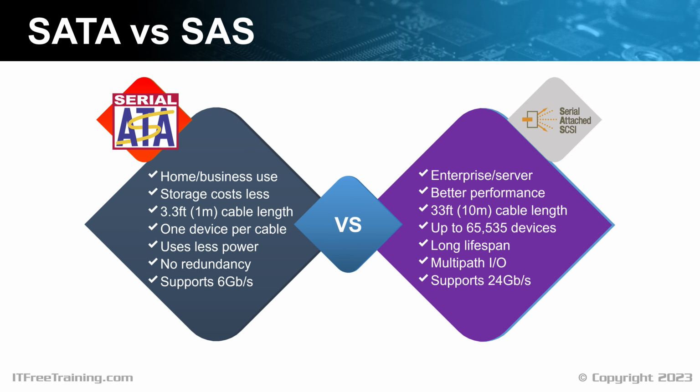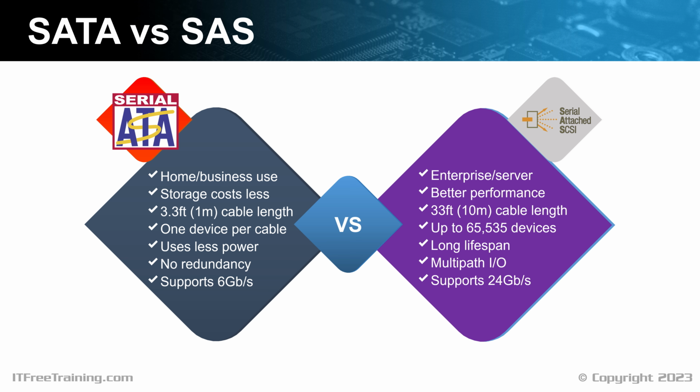I will now compare SAS and SATA. SATA is designed more towards the home user and with the low-end business market in mind. SAS is designed more for high-end, server, and cloud computing. For this reason, SATA storage generally costs less, however, SAS generally offers better performance. SATA supports cable lengths of 3.3 feet, while SAS supports cable lengths of 33 feet. SATA has a limit of one device per cable.